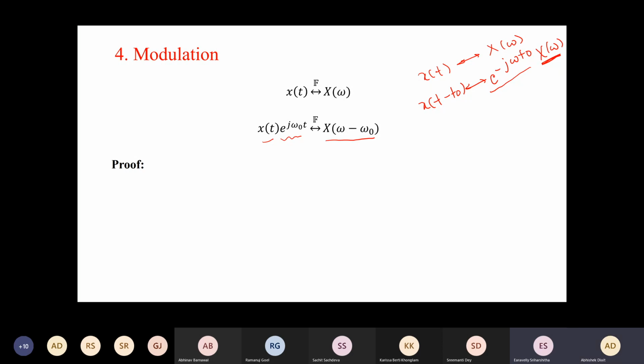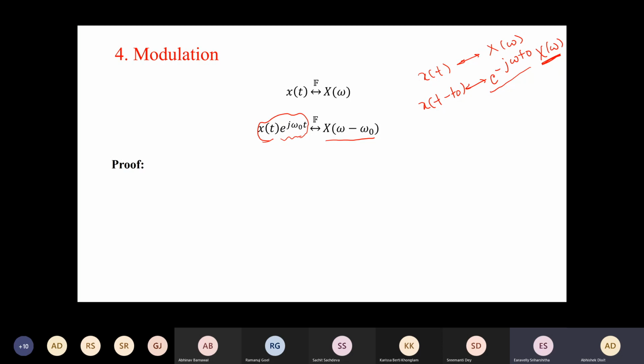If you multiply x(t) with a complex exponential, this is known as modulation. You're modulating a signal. What is modulation? You take a signal and multiply it with e to the power j omega naught t. The impact is that the transform will get shifted by omega naught.